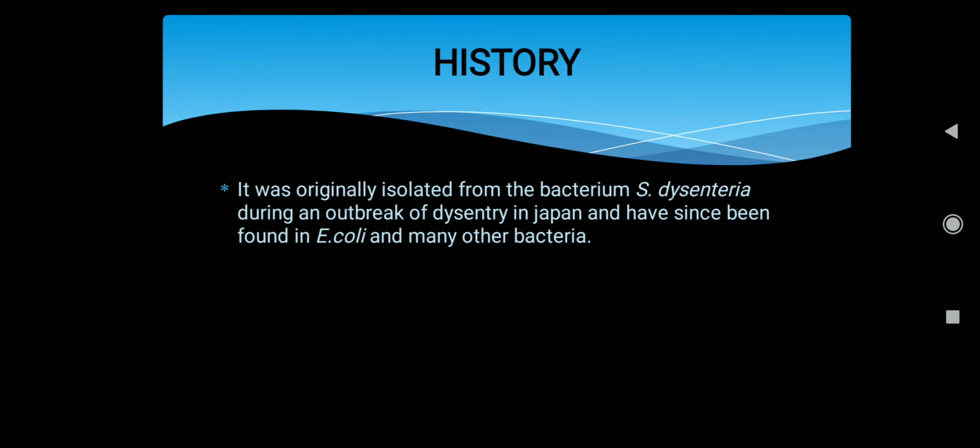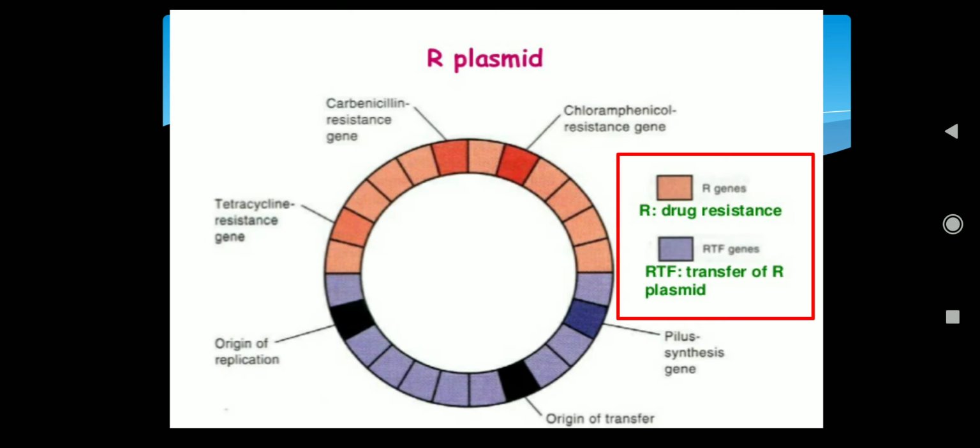So let us move on to the history. R plasmids were originally isolated from the bacterium Salmonella dysenteriae during an outbreak of dysentery in Japan. From then, they were found in E. coli and many other bacteria. So first this R plasmid was isolated from Salmonella dysenteriae in Japan when there was a dysentery outbreak.